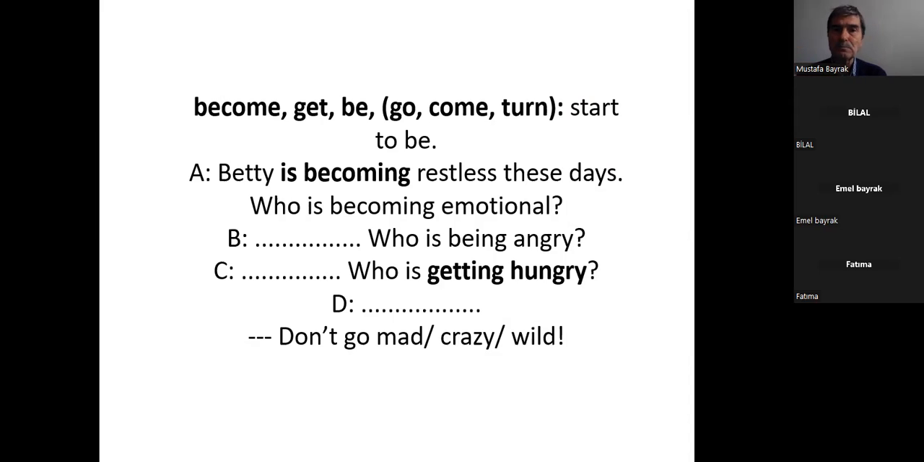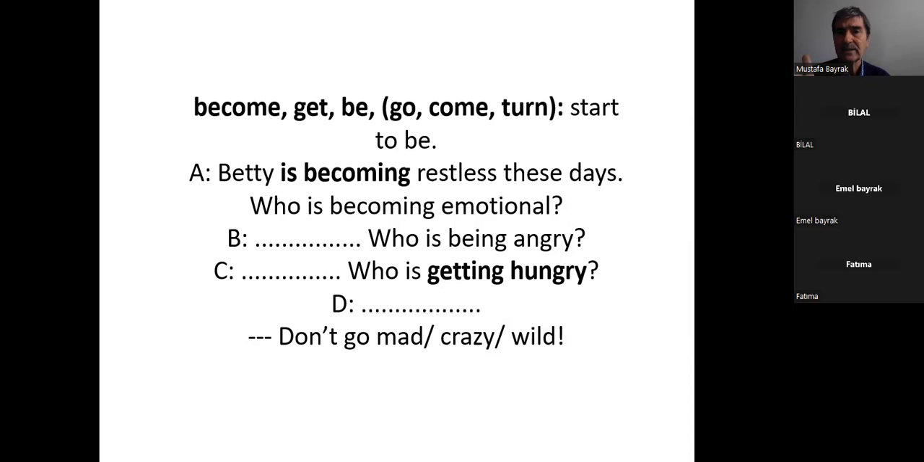So before adjectives, they make the verb take ing. Okay. Betty is becoming, is getting. Who is becoming emotional, for example? Nalan is becoming emotional. Who is being angry? Cahit is being angry. Is getting angry? Is going angry? But come doesn't happen. Go is possible. Cahit is going angry.